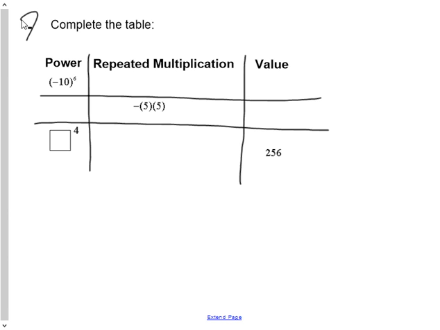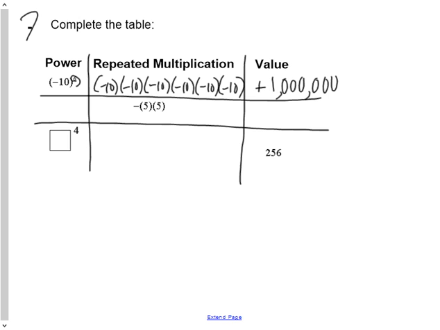And in repeated multiplication, it'll be negative 10 times negative 10 times negative 10 times negative 10 times negative 10 times negative 10. And its value, well, we learned that if you have a negative base to an even exponent, it's positive. And if you have 10 as a base to an exponent of whatever number, it's really just a 1 with that many zeros. So we have 6 zeros. So your actual answer is positive 1 million, or just a million.